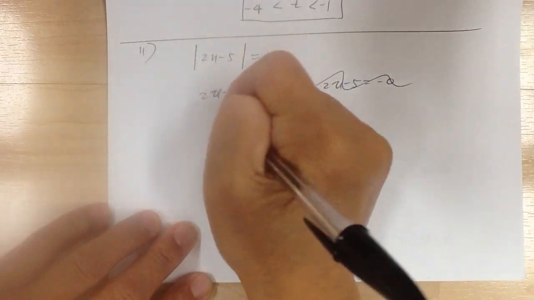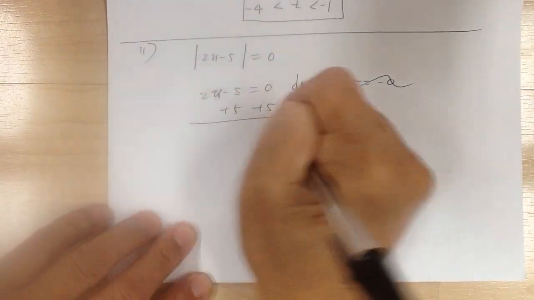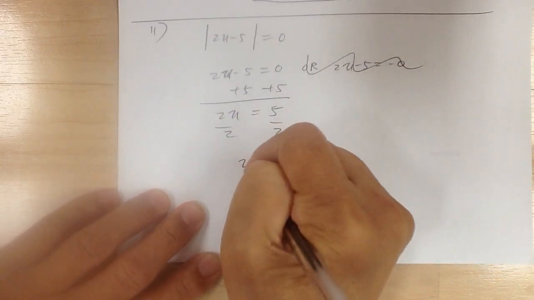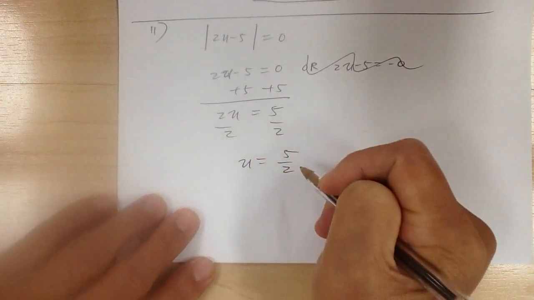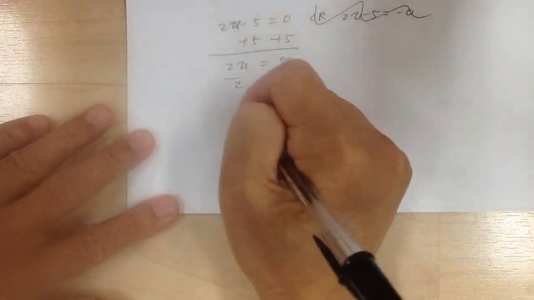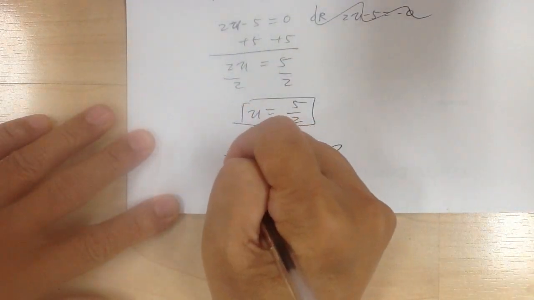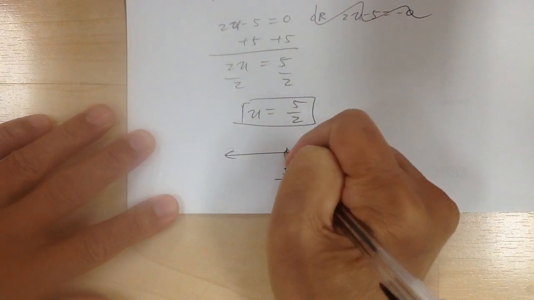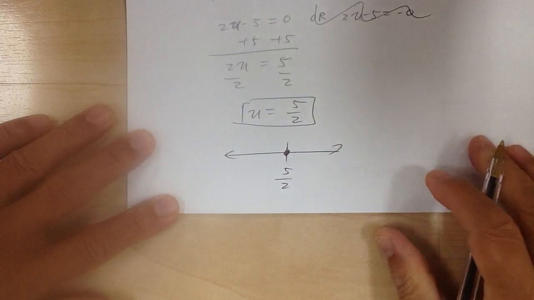So in this case, all you have to do is just solve. So you got 2u equal to 5. Divide by 2, divide by 2. So u equal to 5/2. And this is your answer already. And to graph that, this one just has a dot.